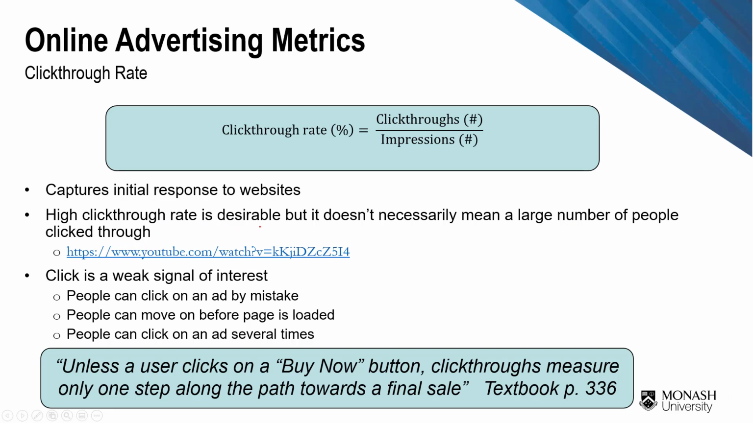So a high click-through rate is desirable, but it doesn't necessarily mean a large number of people clicked through. What do I mean by that? Well, some people can click an ad by mistake. So it counts towards your click-through rate, but it doesn't actually translate to anything at all. Also, people can move away before a page is loaded. It means that after you click, it comes to the web page, and then the web page is so slow, you get fed up and you close it.